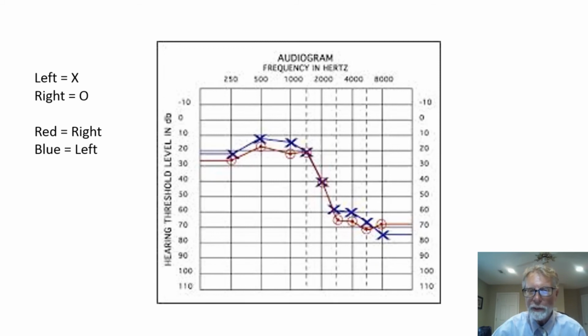The X's are the left ear. Then at 500, they heard it at 10 dB, or maybe it was 15. Maybe that's supposed to be in the middle. This one, 1000, they heard it at 15. 15 was the lowest level, right? So when they went down, when they were doing it at 40, they got it, and 30, they got it.